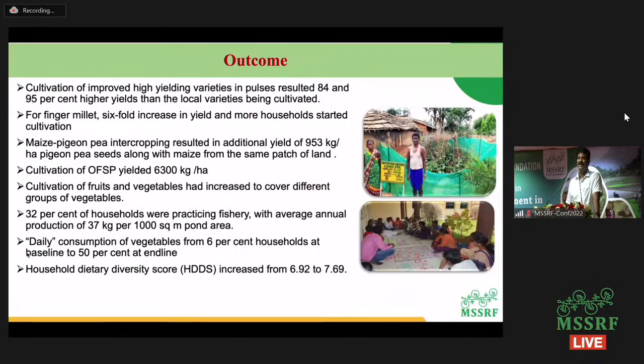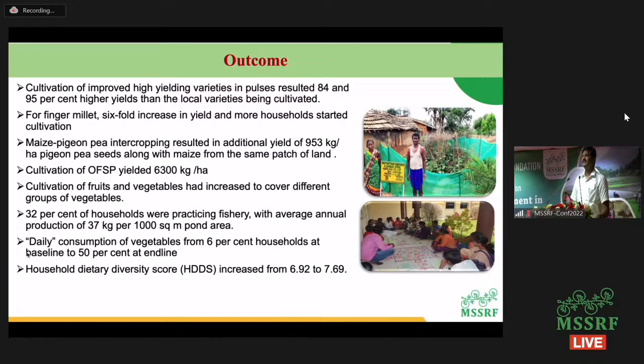Okay, we observed that the household diet diversity score improved. That is mainly due to increasing fruits and vegetables availability at the household level, and also variety of fruits and vegetables availability in the local markets. All those fruits and vegetables available in the local markets were marketed from the households in that particular local area.